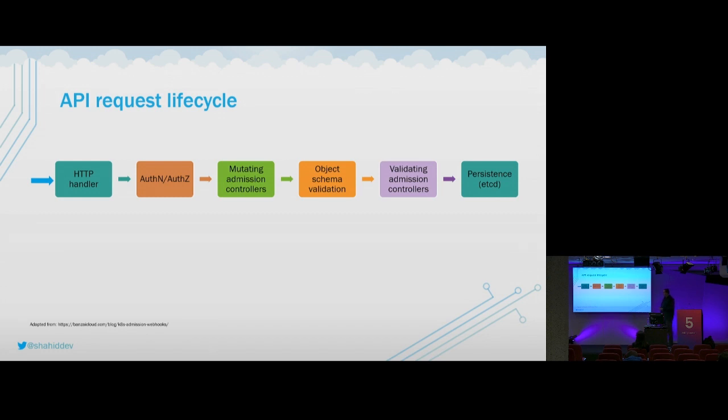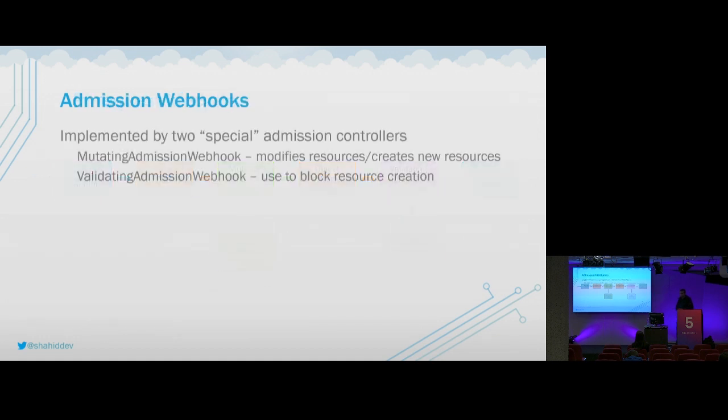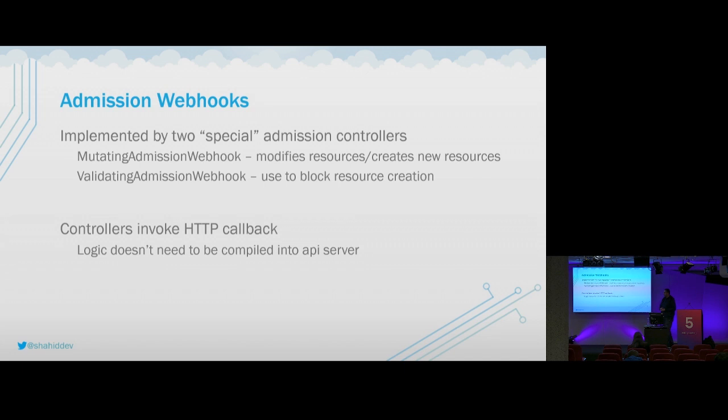Within the mutating and validating admission controllers, there's two special controllers. They're the admission webhook controllers, and they're the ones that allow us to add some logic without needing to write a whole admission controller. So what's cool is we've got these two webhooks, mutating admission webhook and validating admission webhook. As the name suggests, the mutating one allows us to mutate resources or create brand new ones, and the validating one allows us to block the resource creation. Because they're webhooks, they can invoke an HTTP callback, so industry standard stuff really. And the nice thing is the logic for this doesn't need to be compiled into the API server. And the logic doesn't even need to be in the cluster. It can be hosted outside of the cluster as well.